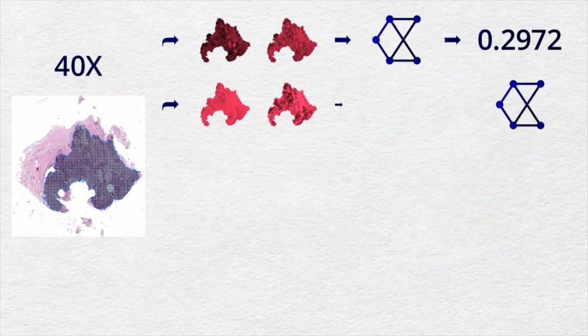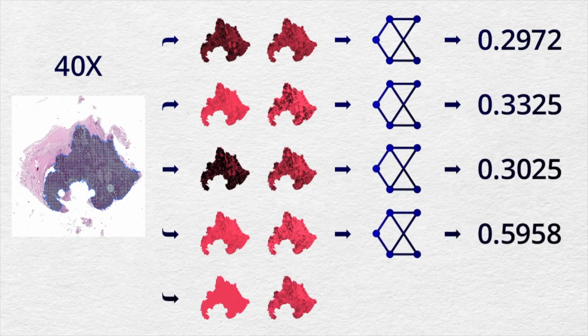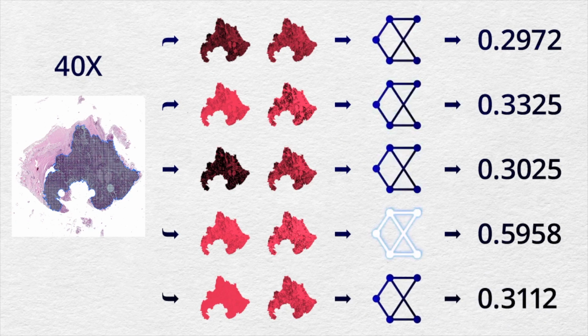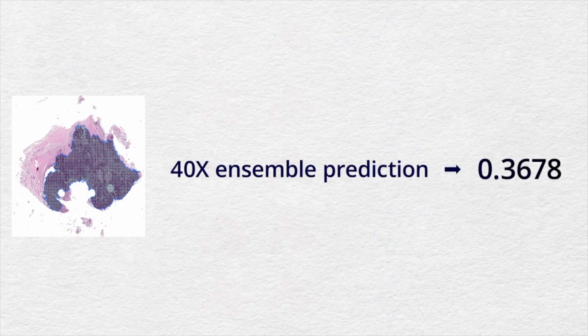For each resolution, there is an ensemble of 5 trained models, created by 5 unique training runs. Due to random initialization and sampling, each trained network is unique. When applied, they produce 5 different predictions of poor prognosis. The 5 40x predictions are averaged, and the result is a new predicted probability of poor prognosis, which is termed the 40x ensemble model prediction.